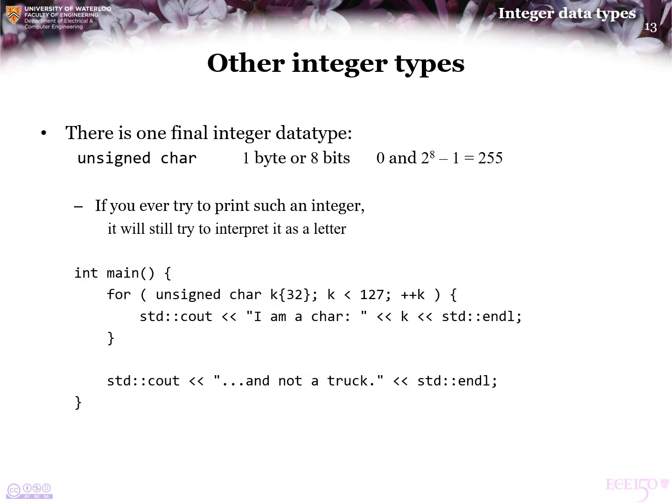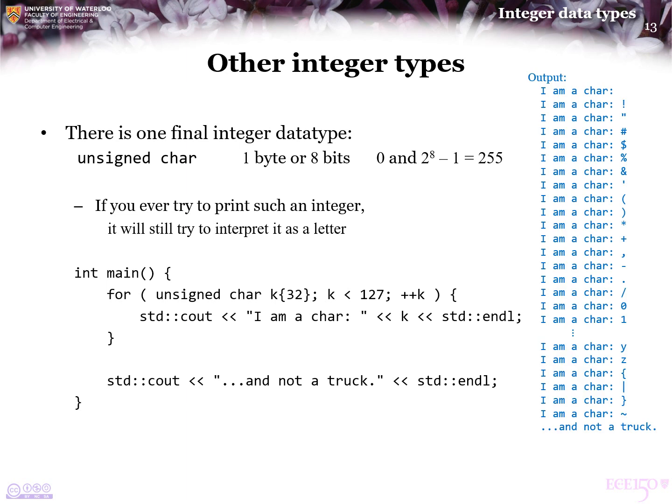Here, for example, I have a for loop where the loop variable k is declared to be of type unsigned char. Its initial value is 32, and the loop continues until k is equal to 126. It then prints out "I am a car" and prints k. If we take a look at the output, it's not printing out numbers.